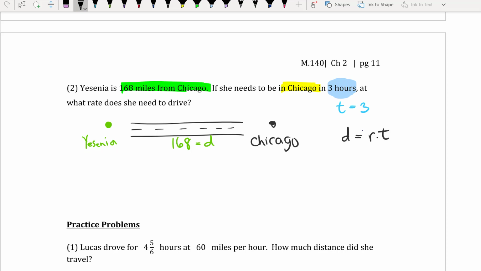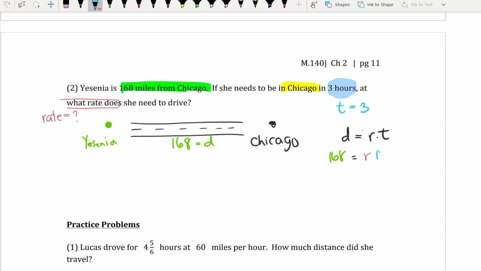You have your total distance is equal to rate times time. So here, your distance is that 168. Your rate, you don't know what that is. What rate does she drive at? So your rate is unknown. So that's what you're trying to solve for.